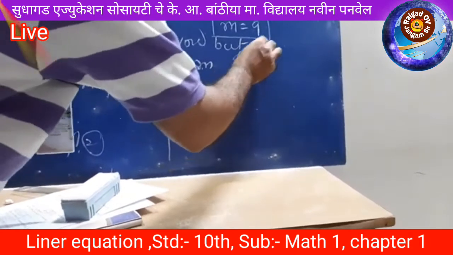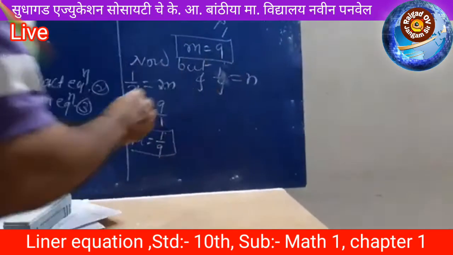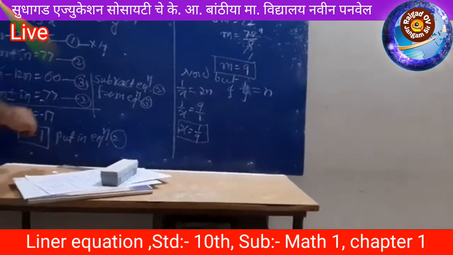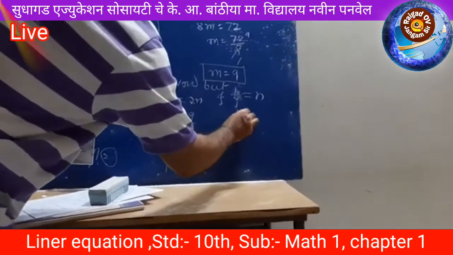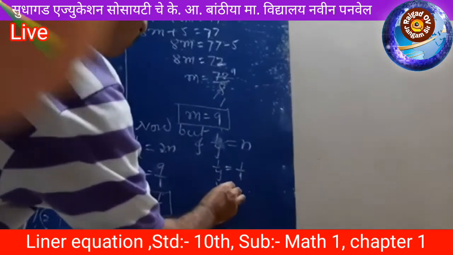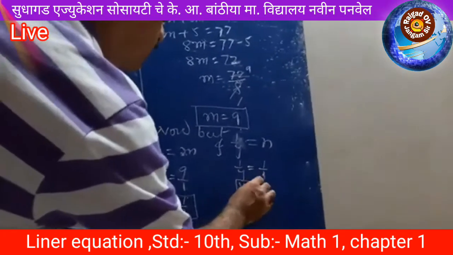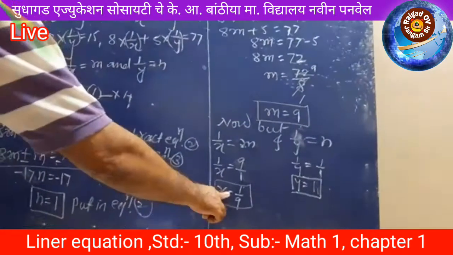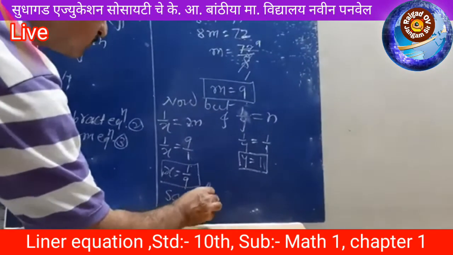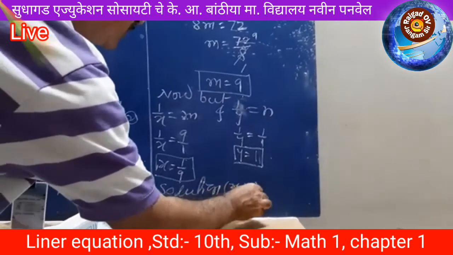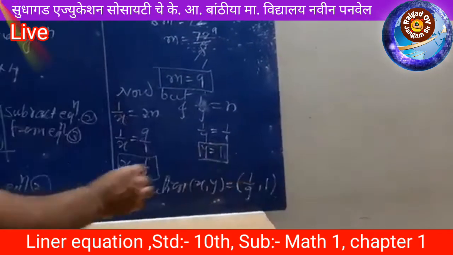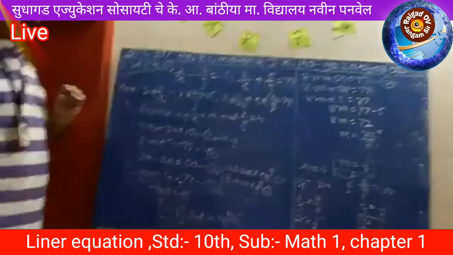Here, 1 upon y is equal to n. 1 upon y is equal to n, and the value of n is 1. 1 upon y is equal to 1 upon 1. After cross multiplication, y is equal to 1. This is the answer: x is 1 upon 9 and y is 1, and therefore the solution (x, y) is 1 upon 9 and 1. This is the required solution for this example.